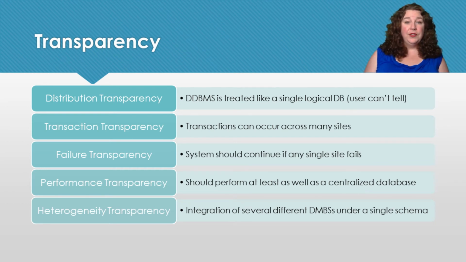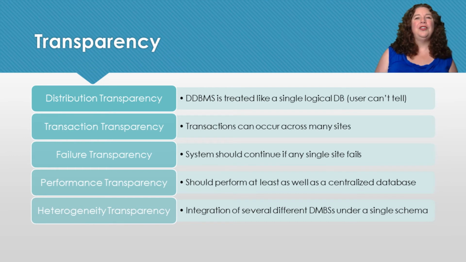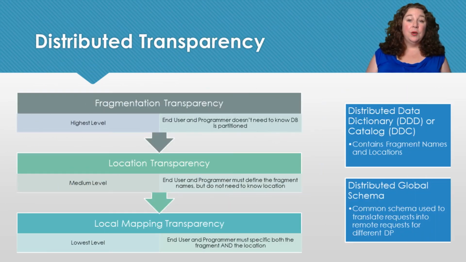It doesn't matter. So transparency is all about the user not knowing the difference between a distributed system and a centralized system, other than that it should go faster. But other than that, and it shouldn't fail as often. Other than that, shouldn't be much of a difference. So with our distributed transparency. So distributed transparency means the fact that it is distributed should not be available or apparent to the user. And there are 3 different levels of this.